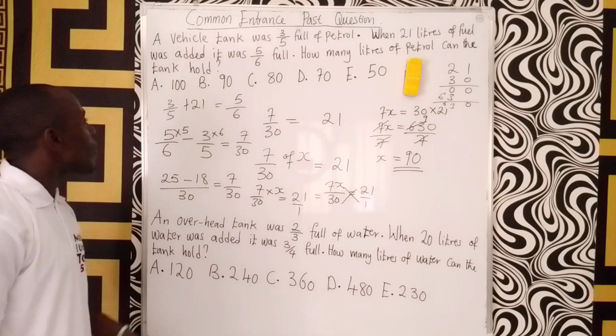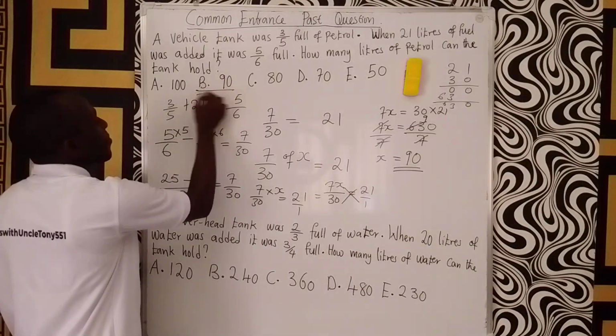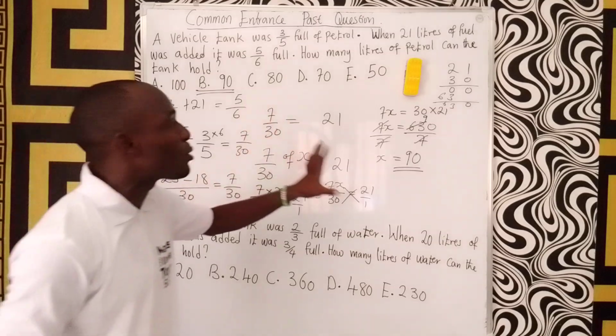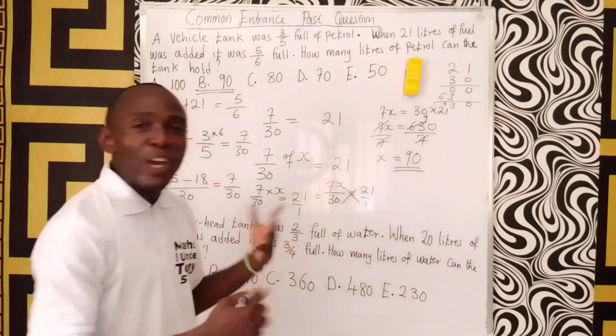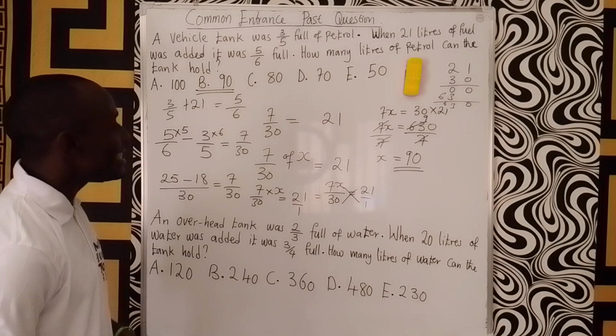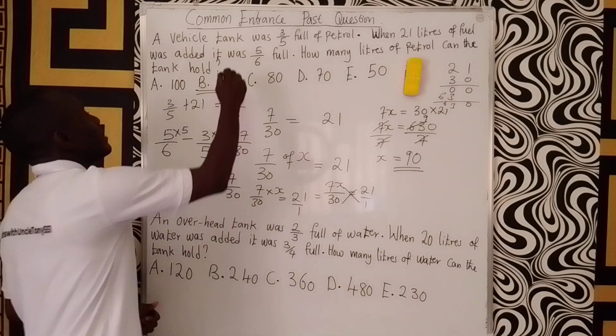Do we have 90 on the board? Yes, our answer is B. I have to take it step by step so that you are able to understand and also solve any question given to you. So the quantity the tank can hold is 90 liters, and our answer is B.